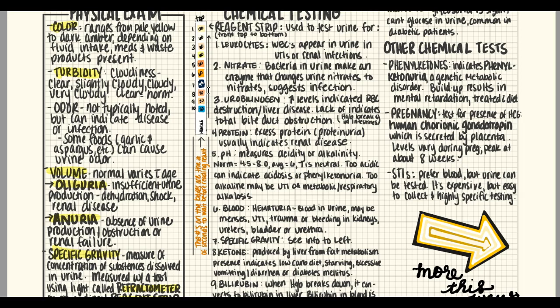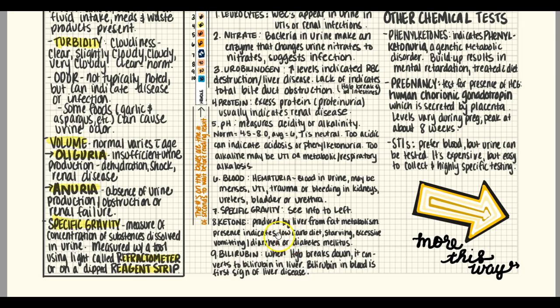Urobilinogen, an increased level could represent red blood cell destruction or liver disease. A lack of urobilinogen could indicate total bile duct obstruction. So how this works is that the hemoglobin breaks down, and this is absorbed in the intestines. So this urobilinogen coincides with the bilirubin down here.